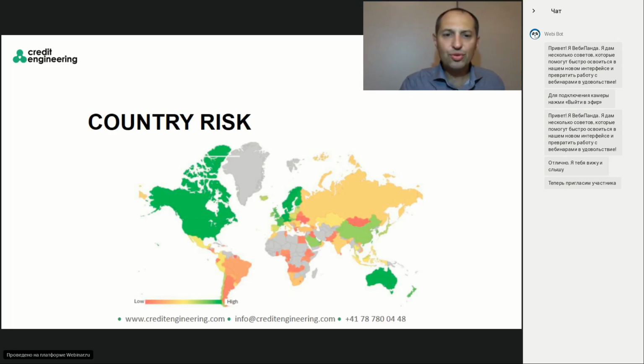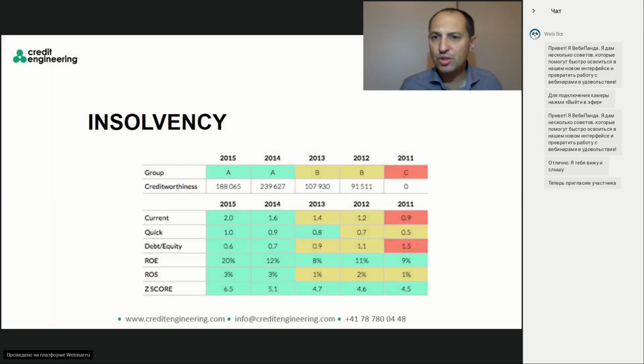Now we move to insolvency. Insolvency, or risk of insolvency, or risk of bankruptcy, or risk of payment default, as you prefer to name them, is normally assessed by the company's financial strength. So the majority of, if not all of, the methodologies to assess insolvency risk presume assessment of the company's financial statements.